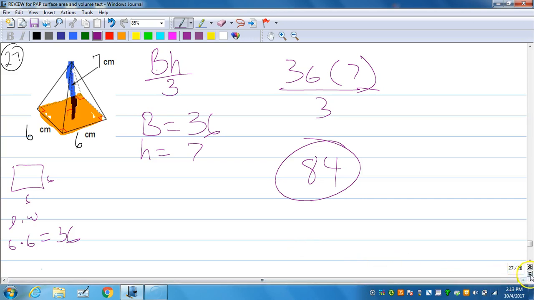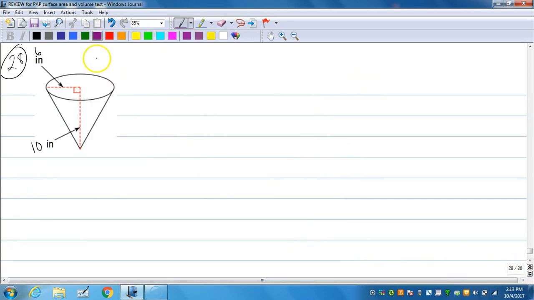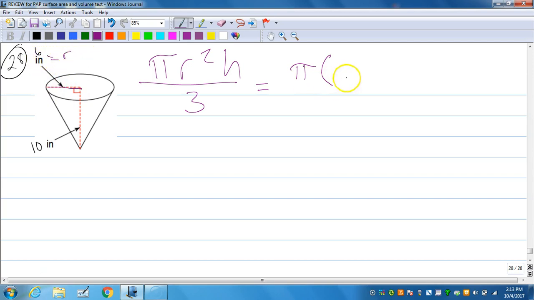And then the last one is a cone. The volume of a cone is pi r squared h divided by 3. Again, this is the shortcut formula. It's easy to use, just use it for a cone for a volume. Pi is the pi symbol. The radius is only half, which they already gave us, which is 6. So this is the r squared times the height.